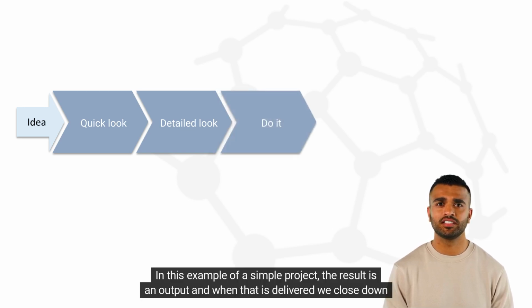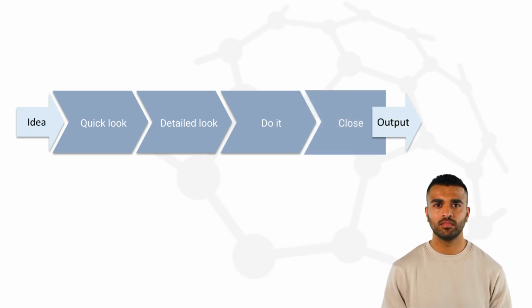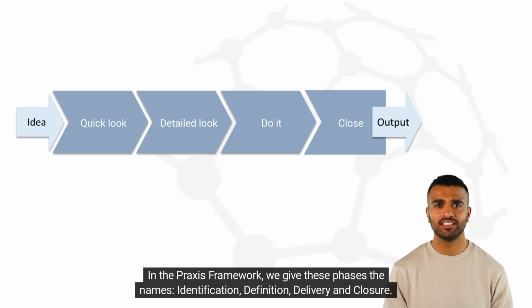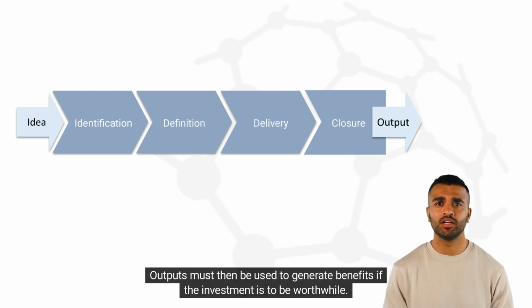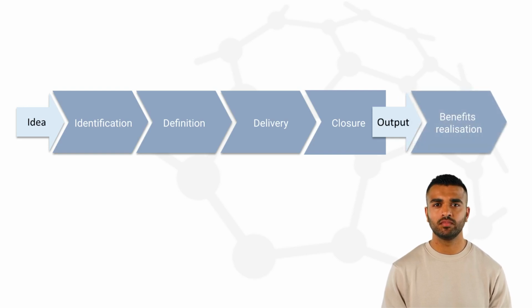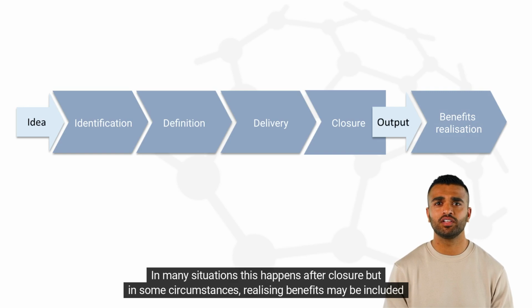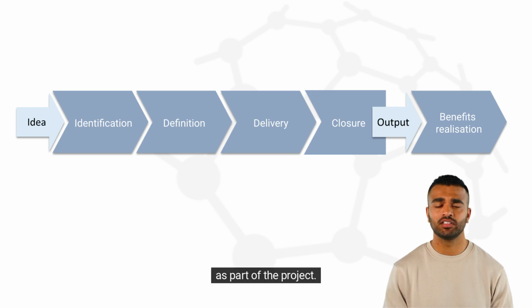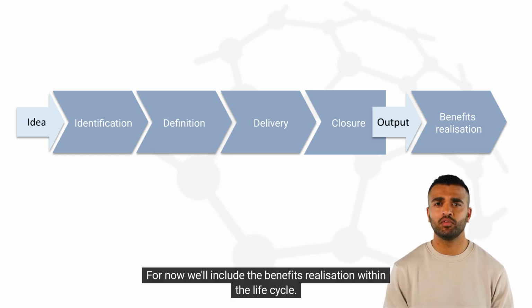In this example of a simple project, the result is an output, and when that is delivered, we close down the project. In the Praxis framework, we give these phases the names: identification, definition, delivery, and closure. Outputs must then be used to generate benefits if the investment is to be worthwhile. In many situations, this happens after closure, but in some circumstances, realizing benefits may be included as part of the project. For now, we'll include the benefits realization within the life cycle.